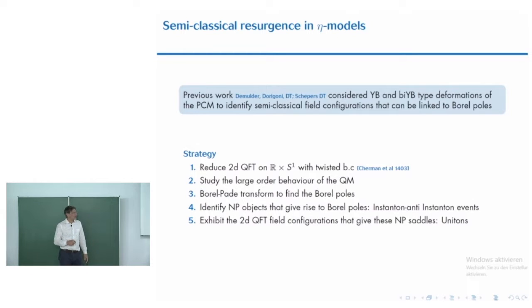And there's some evidence for that claim, but we'll take it. So we're going to reduce from the two-dimensional deformed principal chiral model to quantum mechanics. We're going to look at the large order behavior of that quantum mechanics, just like we did with the double well. We're going to find the Borel poles. There's a little trick here, a Borel-Padé. I don't know if I've got time to tell you about that.